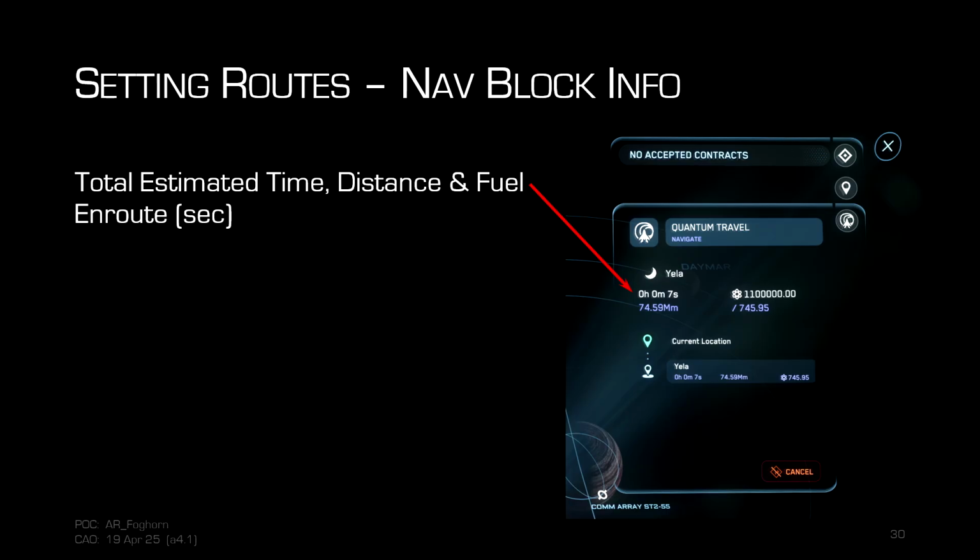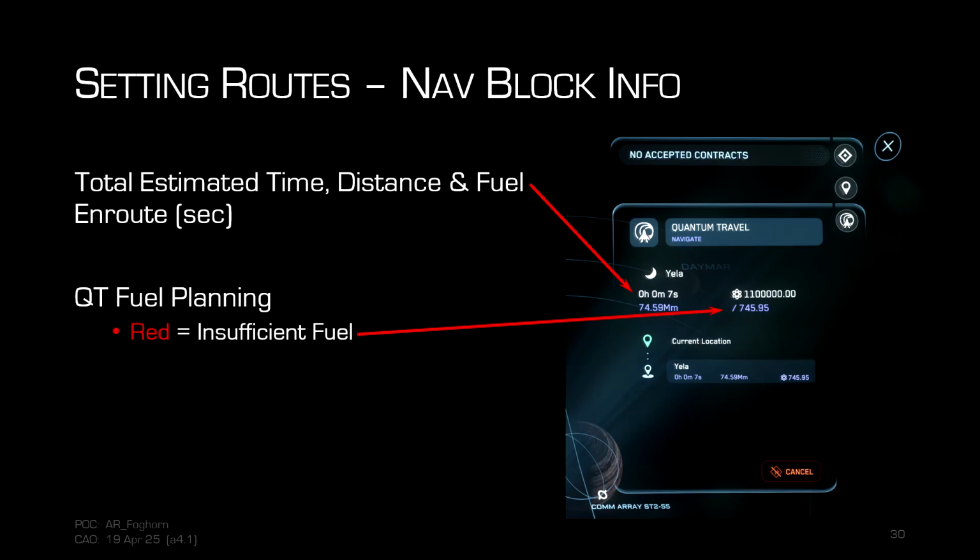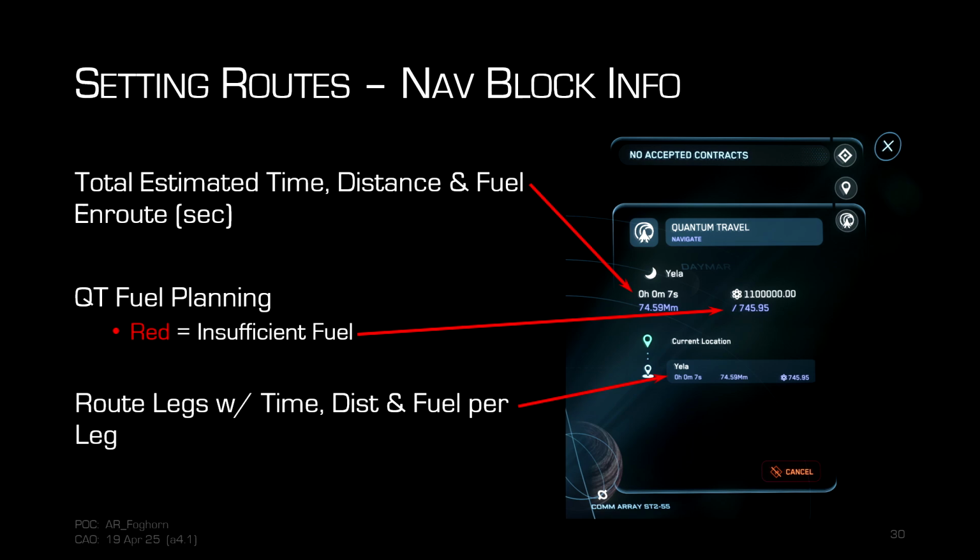Obviously, if this was a multi-leg route, then that top line will give you the totals, and each leg would have one of these gray-blue blocks down here underneath, giving you the specifics for that leg. So everything up top should equal the sum of all of the stuff down there.